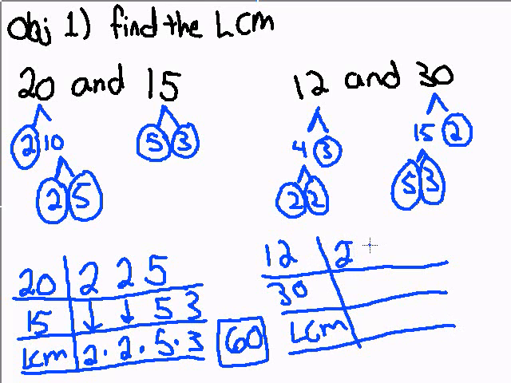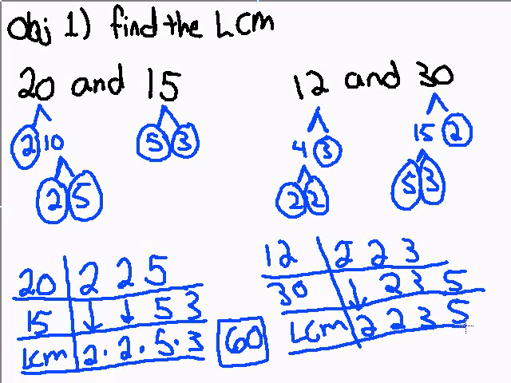12: 2, 2, 3. 30: 5, 3, 2. We line them up. There's a 2, there's a 2 here, there's a 3, and then there's a 5. 2 times 2 times 3 times 5. 2 times 2 is 4, times 3 is 12, times 5 is 60. It was just coincidence that both these examples turned out to give us 60.